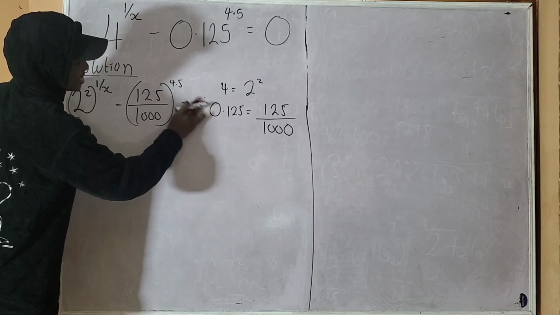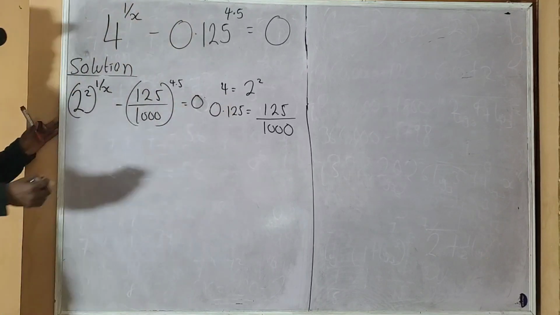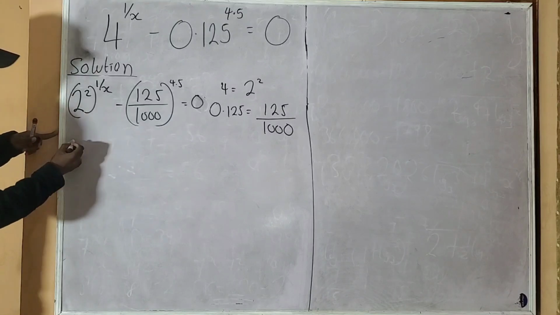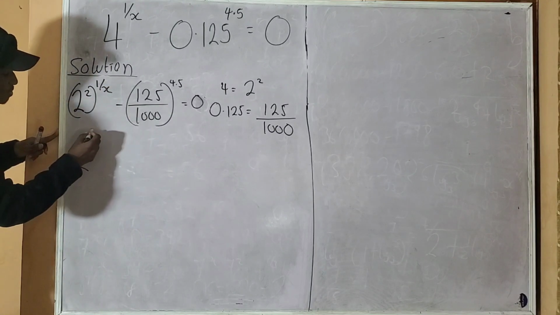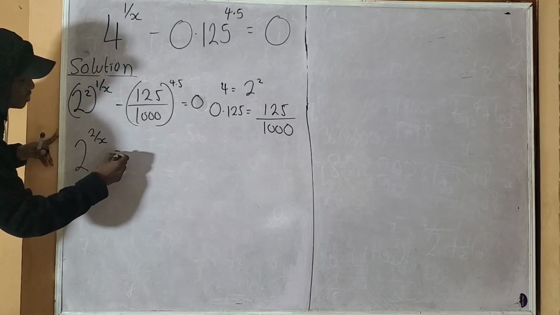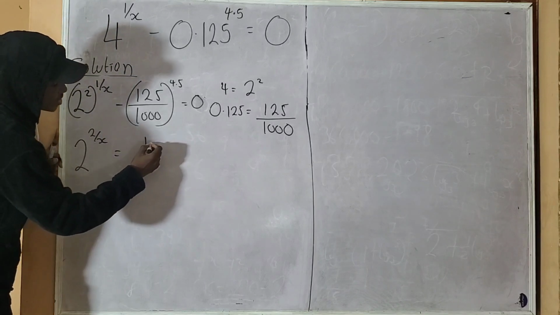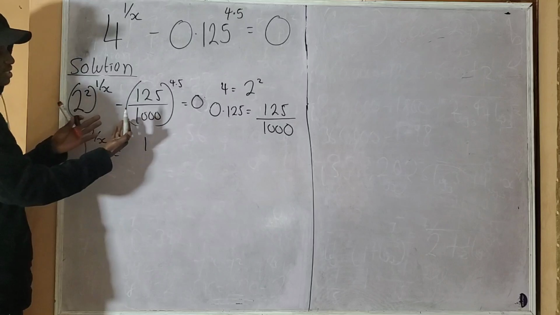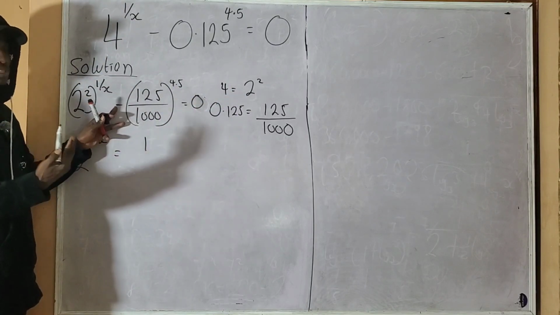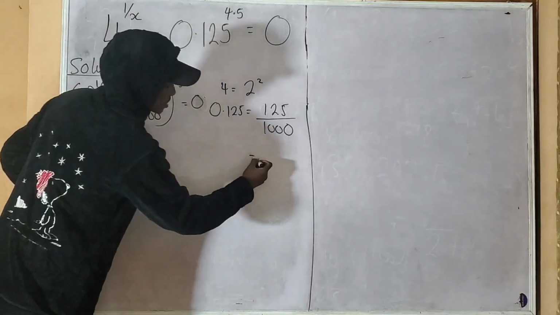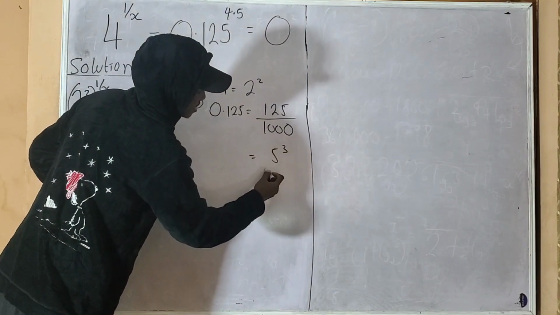Okay, let me reduce this. Are you following? Here I'm going to have 2 raised to the power of 2 multiplied by 1 over x, so I'm going to have 2 over x here. This will be equal to 125. Now, I just take this to the right hand side of the equation. So this sign becomes what? Positive, right? And 125 can be written as 5 raised to the power of 3.